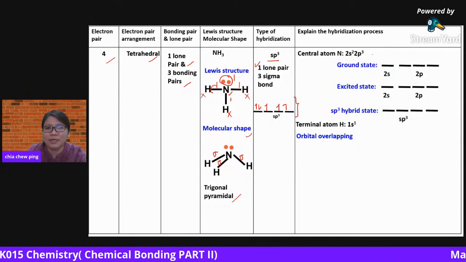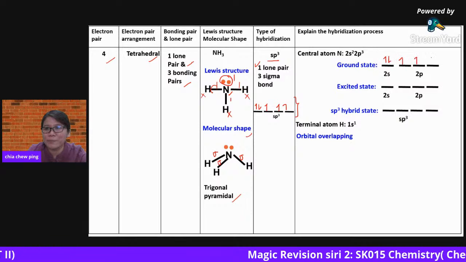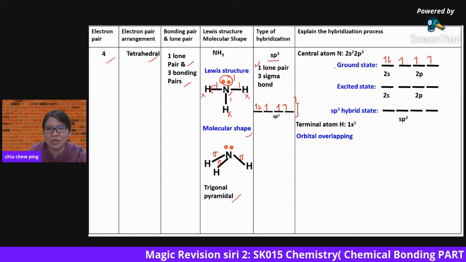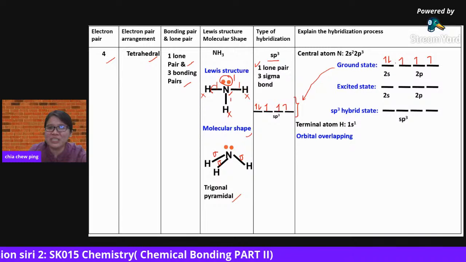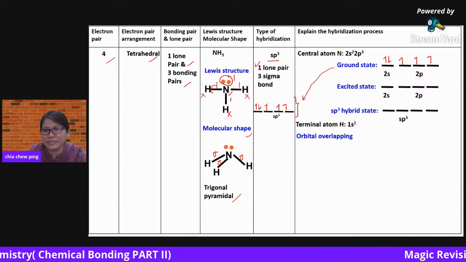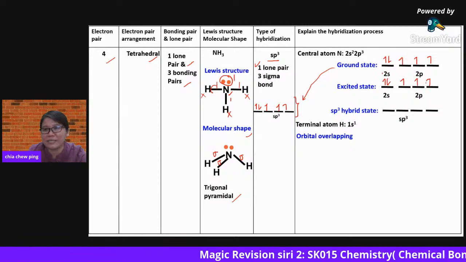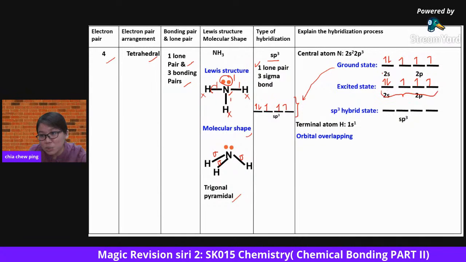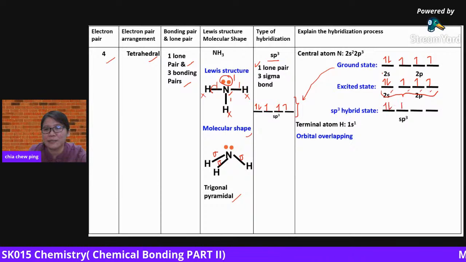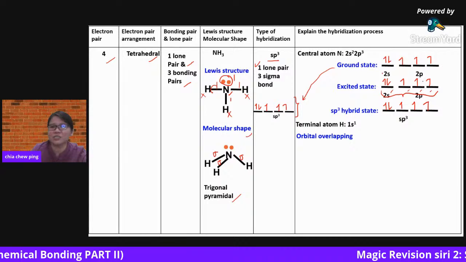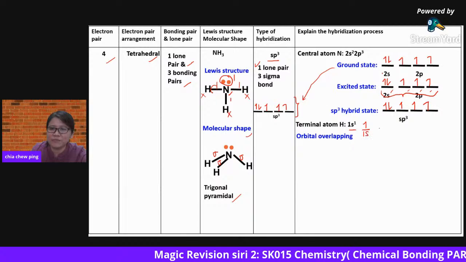Okay, now I will draw the N, 2s2, 2p3. Now can you check the ground state against what you expect to get? It's exactly the same. So meaning that you need not do any excitation or promotion. You just copy and paste the ground state to the excited state. Then you mix to get sp3. This is what it means by sp3. Mix together to become sp3. So the terminal is 1s. So 1s, you know, is a spherical orbital.